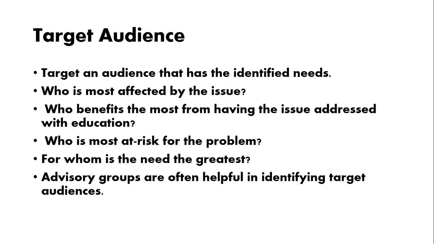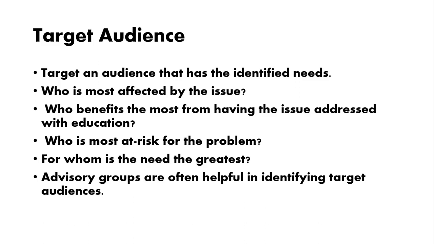Then you have some understanding about the target audience, what the people categories or farmer categories are. The target audience has to have some identified needs. Who is the most affected by the selected issue? Who benefits from having the issue addressed with education? Who is the most at risk for this problem, and for whom is the need greatest? Advisory groups are often helpful to identify the target audience.